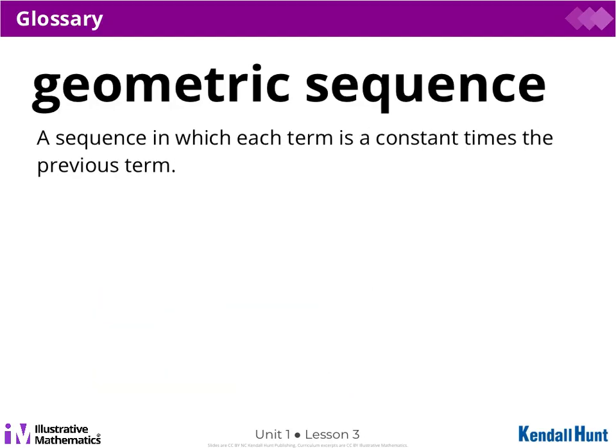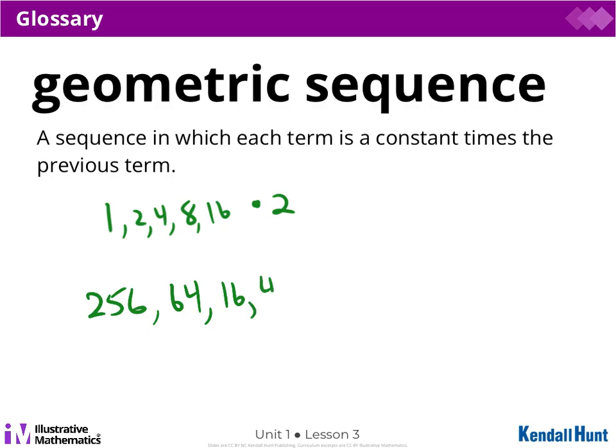Geometric sequence is multiply, divide. So 1, 2, 4, 8, 16. So each one is multiplying by 2. Now, 256, because we saw this in the Sierpinski triangle, 64, 16, 4, 1. This is divide by 4 or multiply by 1/4. Geometric sequence is the same number operating on each term.